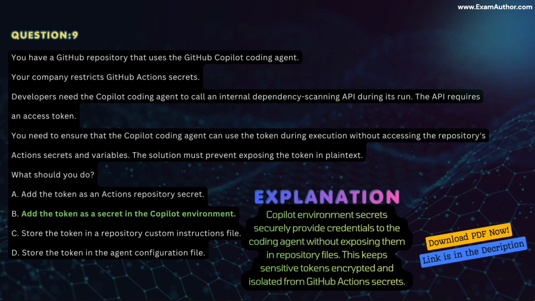Explanation: Copilot environment secrets securely provide credentials to the coding agent without exposing them in repository files. This keeps sensitive tokens encrypted and isolated from GitHub Actions secrets.